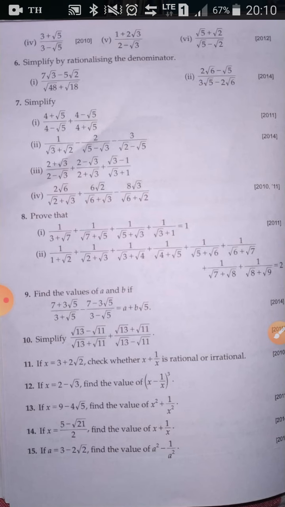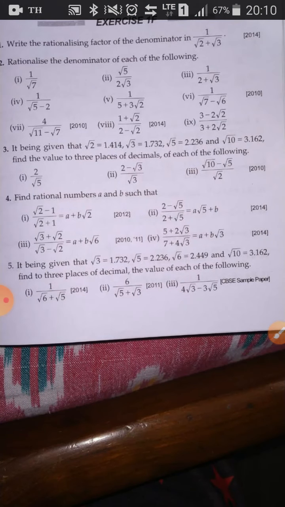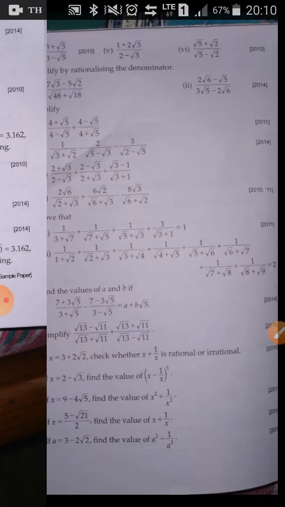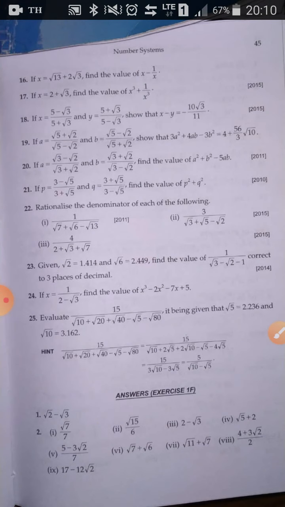But the answer of number 7 is only, wait, the answer of number 7 is only this thing, only root 11 plus root 7. Okay, I am telling you why.